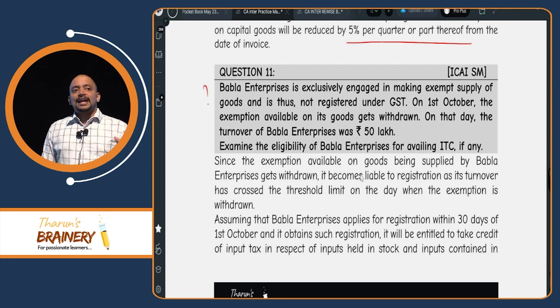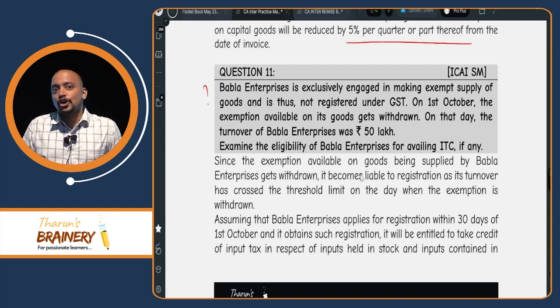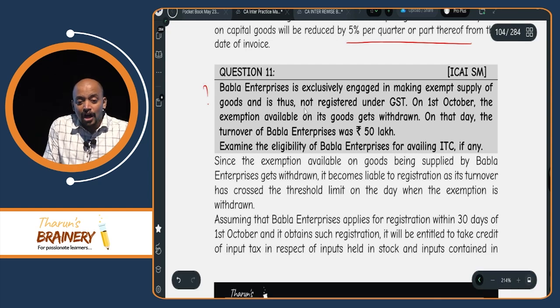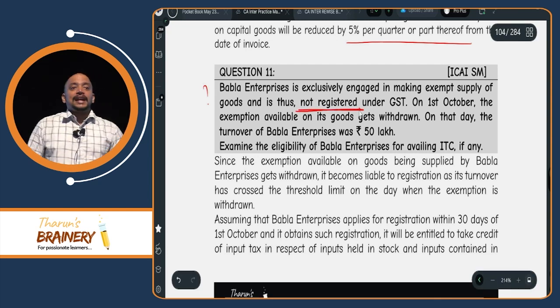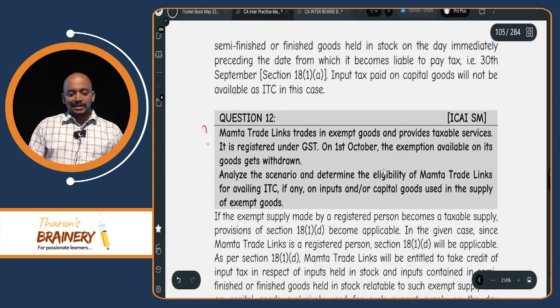18(1)(a). Because they are liable to get registered and they make application within 30 days, then they can take ITC on inputs as such held in stock, inputs in WIP held in stock, inputs in FG. Because they are not registered. So 18(1)(d) is applicable only to a person who is registered.